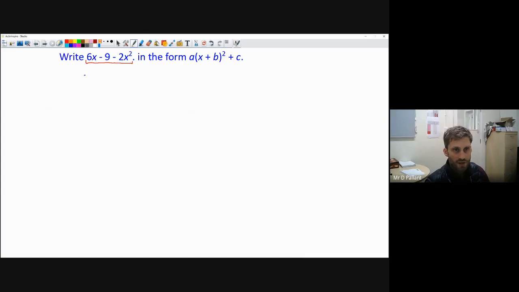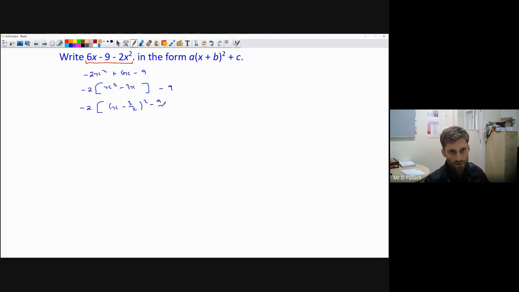So what I did first was I just reordered it. So it's minus 2x squared plus 6x minus 9. So I haven't done anything really there. Factorize out the minus 2, but only from the beginning. So that'll give me x squared minus 3x. Double negative, of course. Then complete the square. So never complete the square straight away.